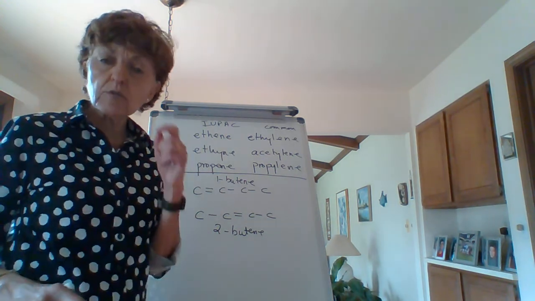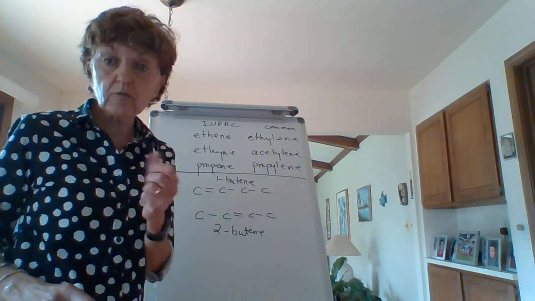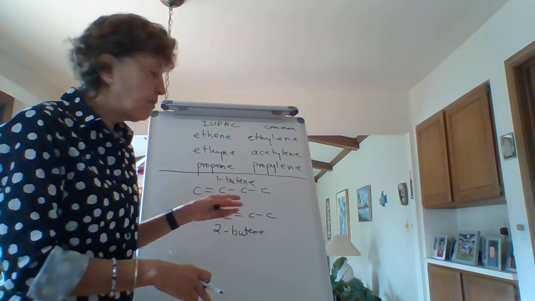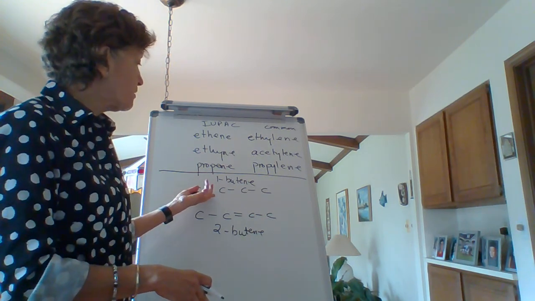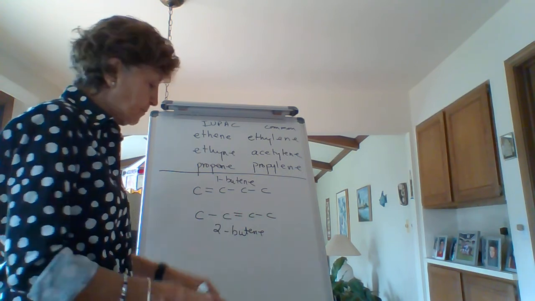Just remember, isomers are always going to have different names. They have to have the same molecular formula, but completely different names. You could do the same thing with a triple bond. If you put the triple bond here, it would be 1-butyne. If you put it over here, it would be 2-butyne.